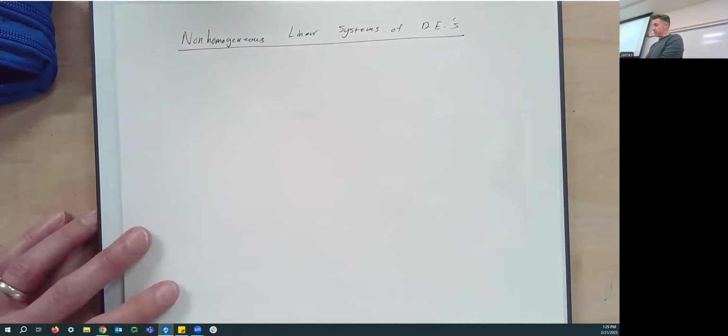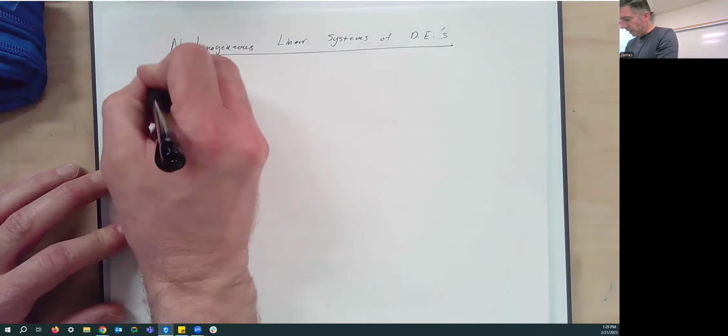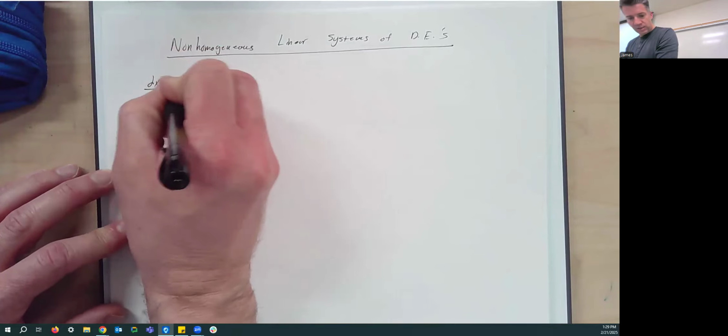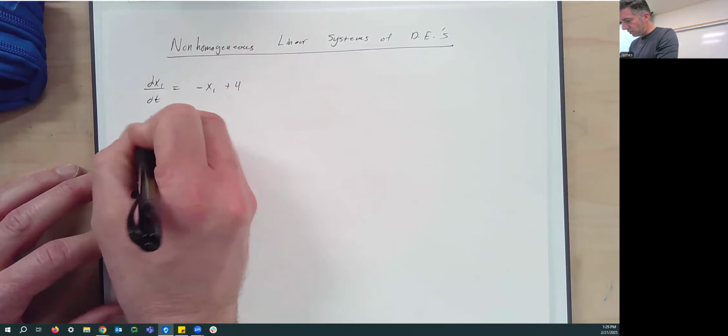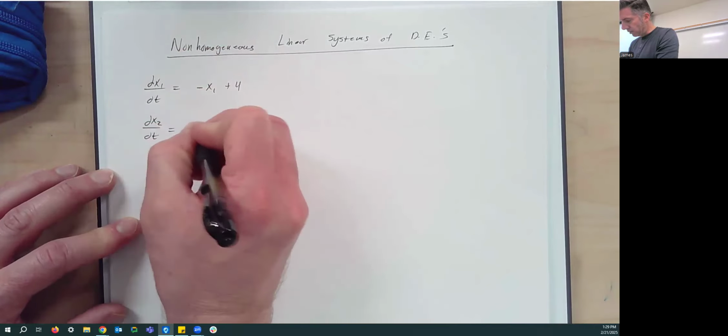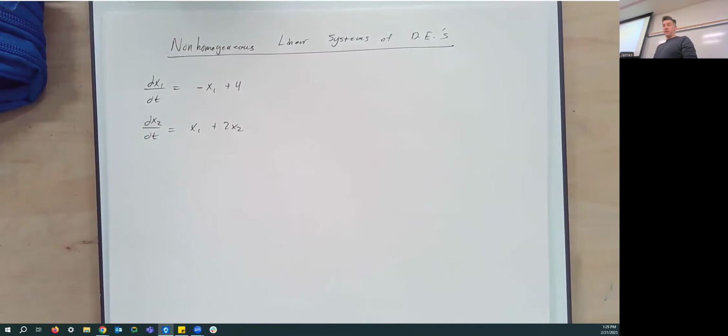So let's look at an example. We have the following system: dx1/dt is equal to -x1 plus 4, and dx2/dt is equal to x1 plus 2x2. We're going to write this as a matrix equation because it's good to see how to do that.